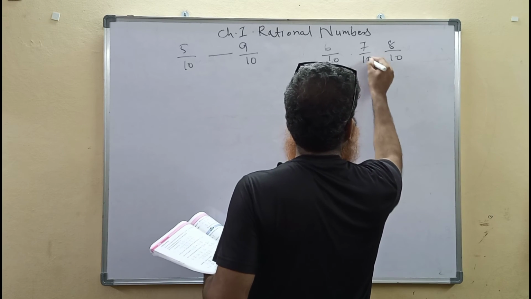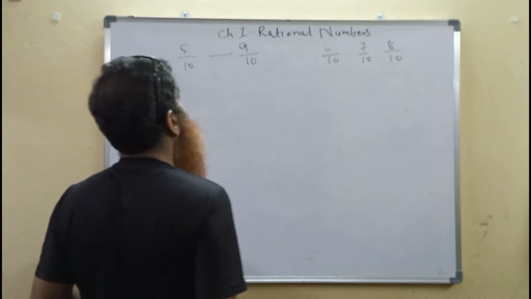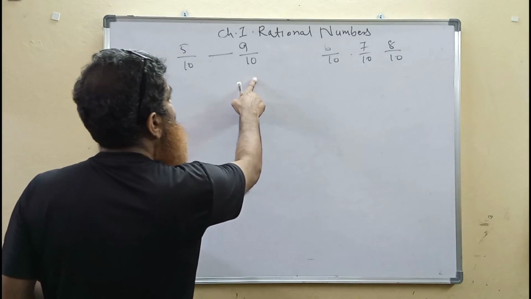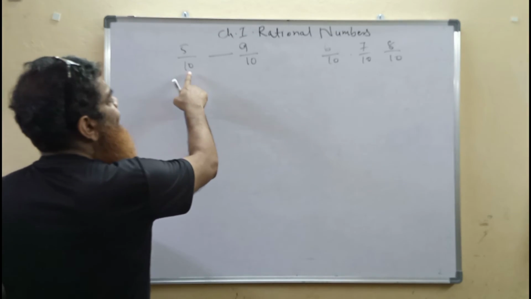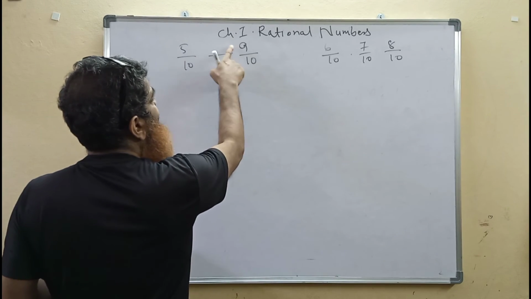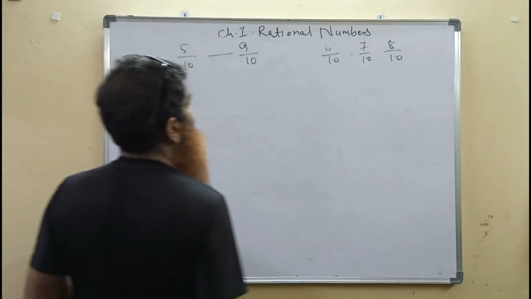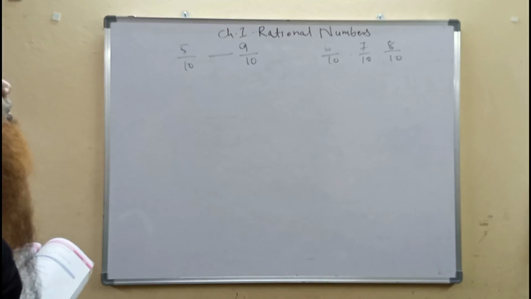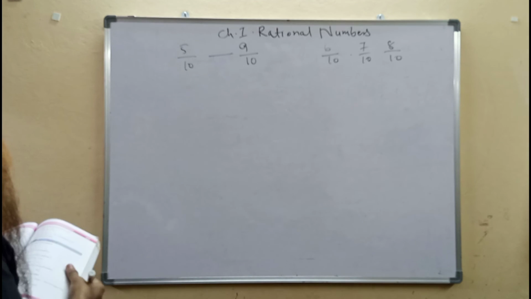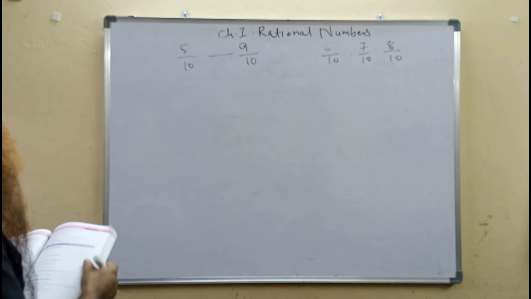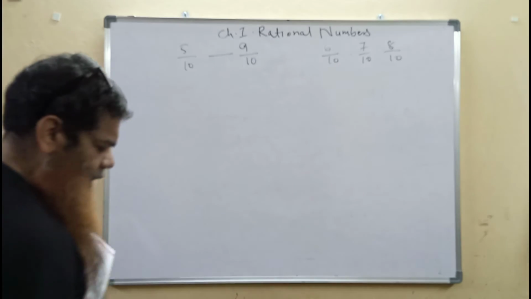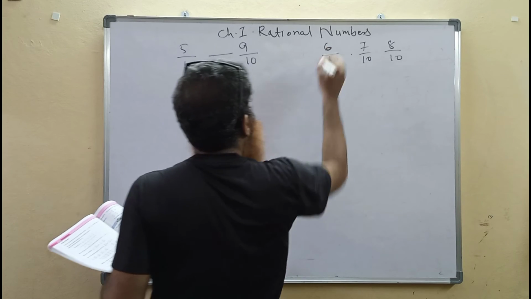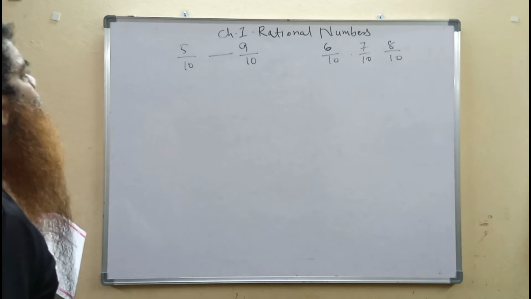We can easily find these three rational numbers between 5 by 10 and 9 by 10, because 10 is the denominator and between 5 and 9 we have 6, 7 and 8. Before 5 or after 9 we are not writing numbers, because we need rational numbers between 5 and 9. We can find these three, but there is another method from which we can find more rational numbers.